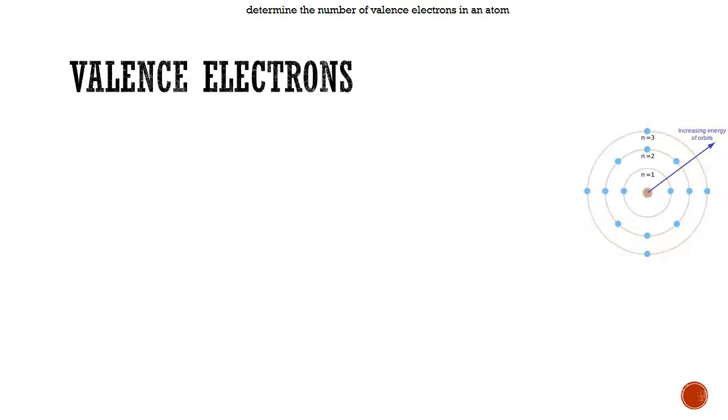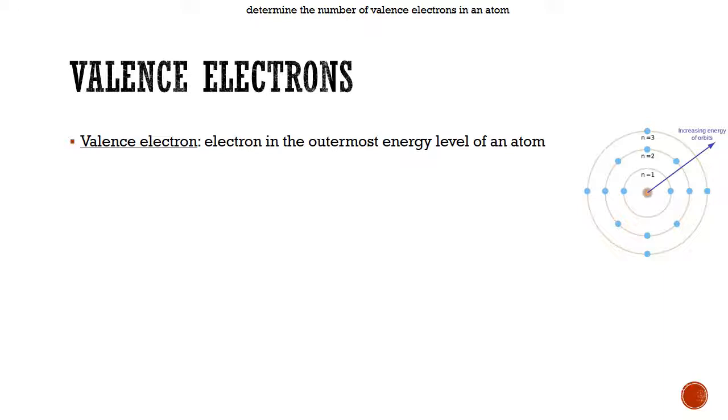In other words, what we're saying here is that electrons exist on different energy levels. And valence electrons specifically are the electrons in the outermost energy level of an atom. So this particular schematic, this atom, would have 4 valence electrons. I see 1, 2, 3, 4 electrons at its outermost energy level.